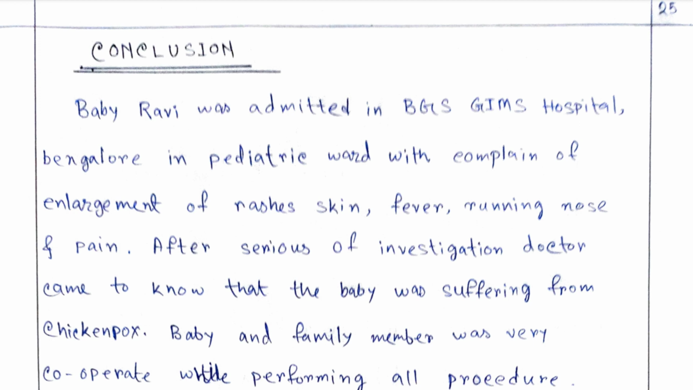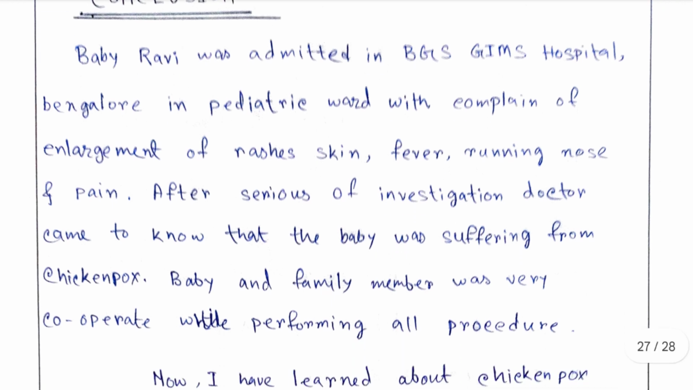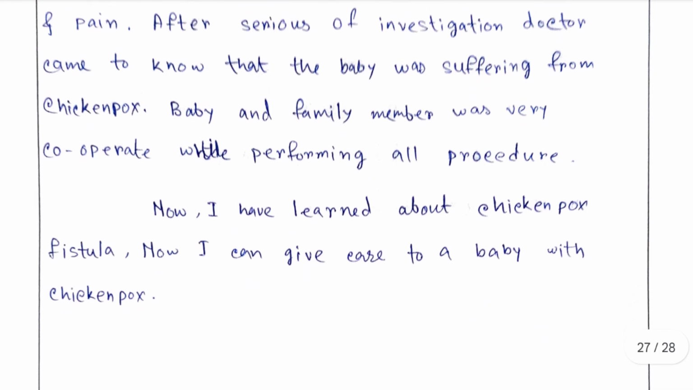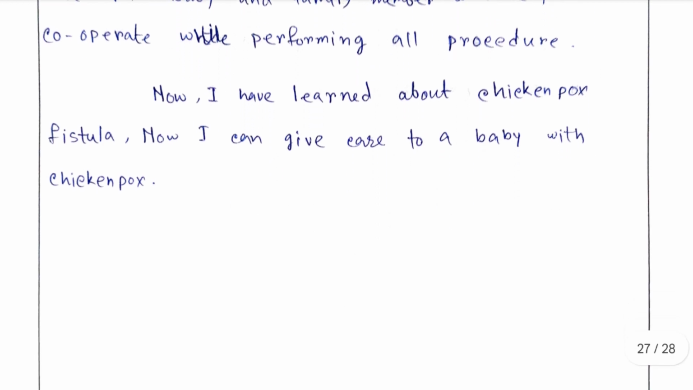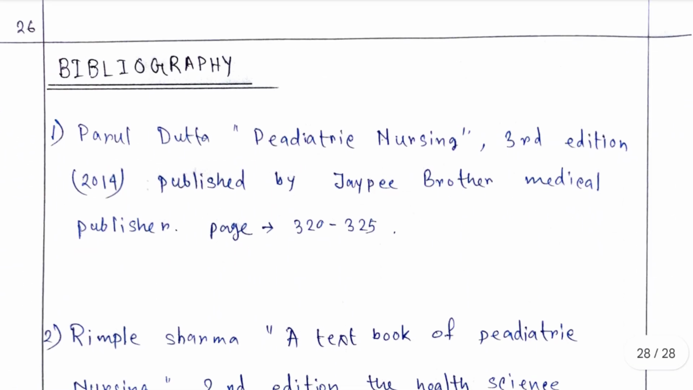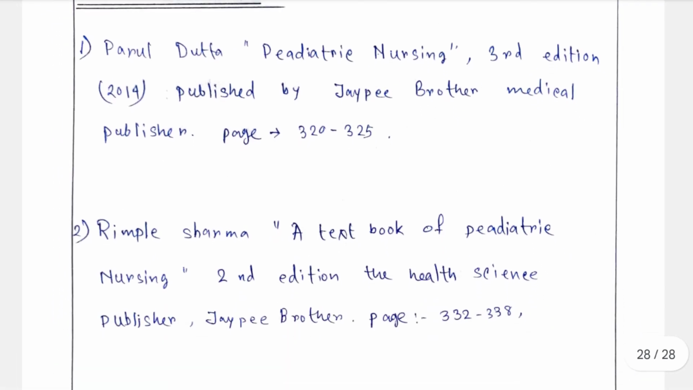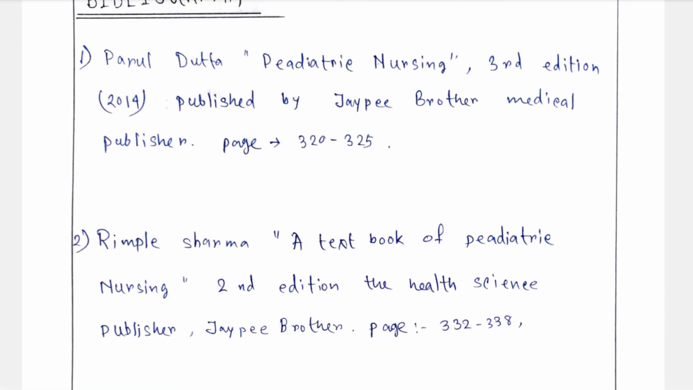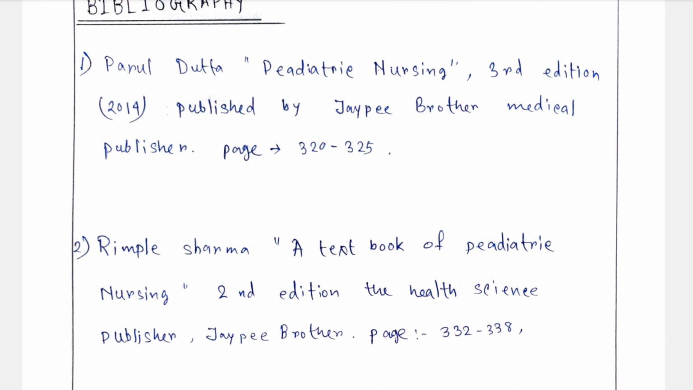Next is conclusion. This conclusion you have to write yourself according to your patient like this. Next is bibliography. Bibliography also you have to write where you collected data. Under bibliography you have to write some book names like this.